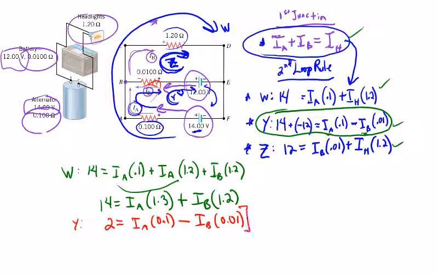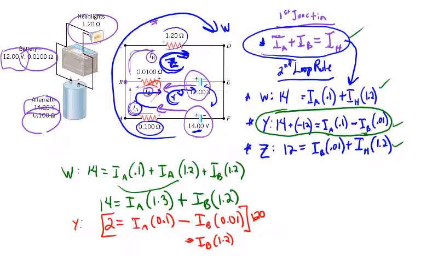So this is going to seem weird, but I'm going to take this equation and multiply it by 120. When I do that, remember, everything has to be multiplied. 120 times 0.01 is going to give me a negative IB times 1.2, which is awesome because those are going to cancel there.